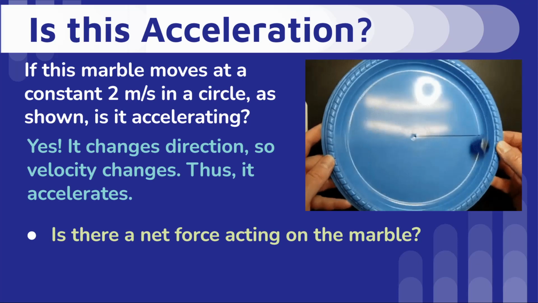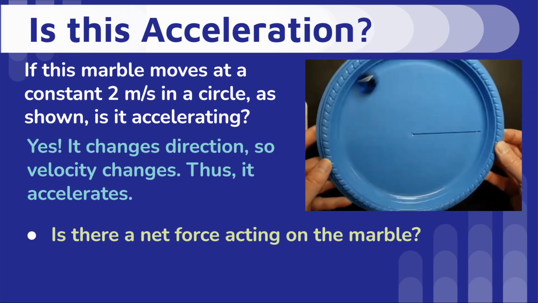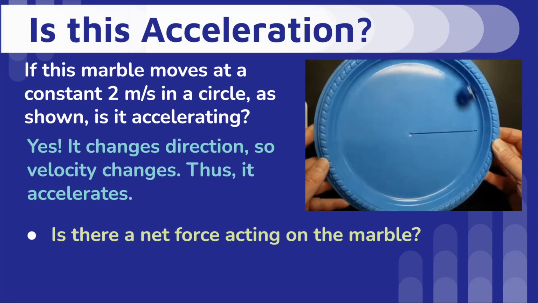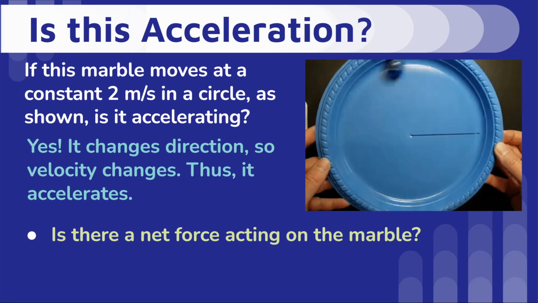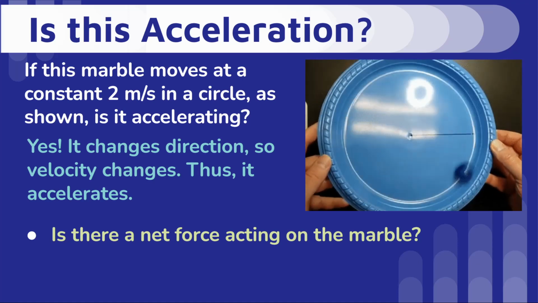We have acceleration here because, again, acceleration is the rate of change in velocity. My velocity is also constantly changing because velocity is a vector. It has a direction component to it. And so I have this velocity that's constantly changing even if the speed is constant.